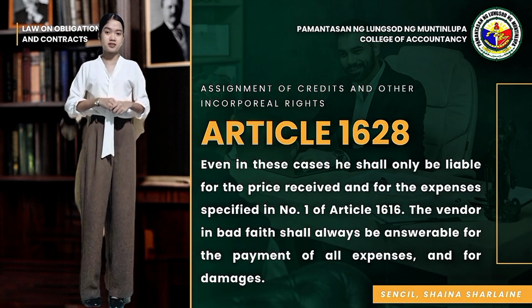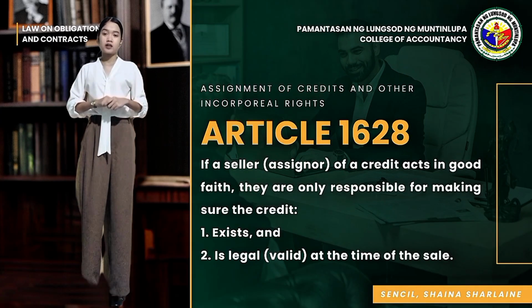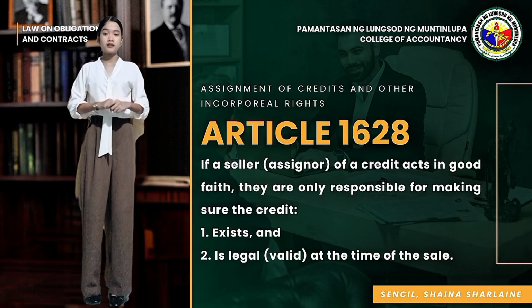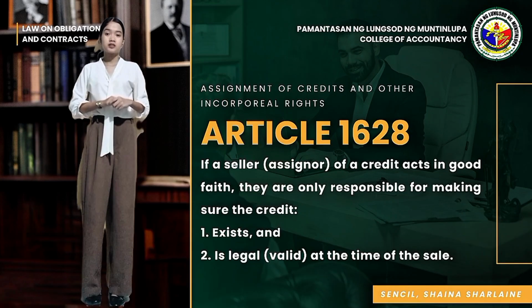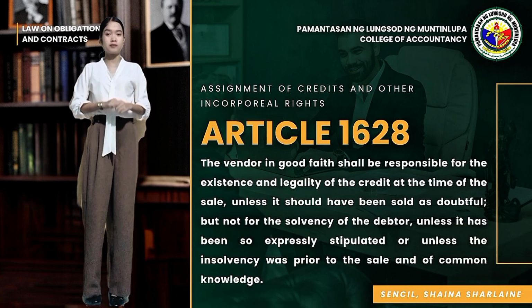If a seller or assignor of a credit acts in good faith, they are only responsible for making sure the credit exists and is legal or valid at the time of the sale. But the seller is not responsible if the person who owes the debt, the debtor, turns out to be insolvent or unable to pay, unless it was clearly agreed or stipulated, or the debtor's insolvency was already known to everyone before the sale.